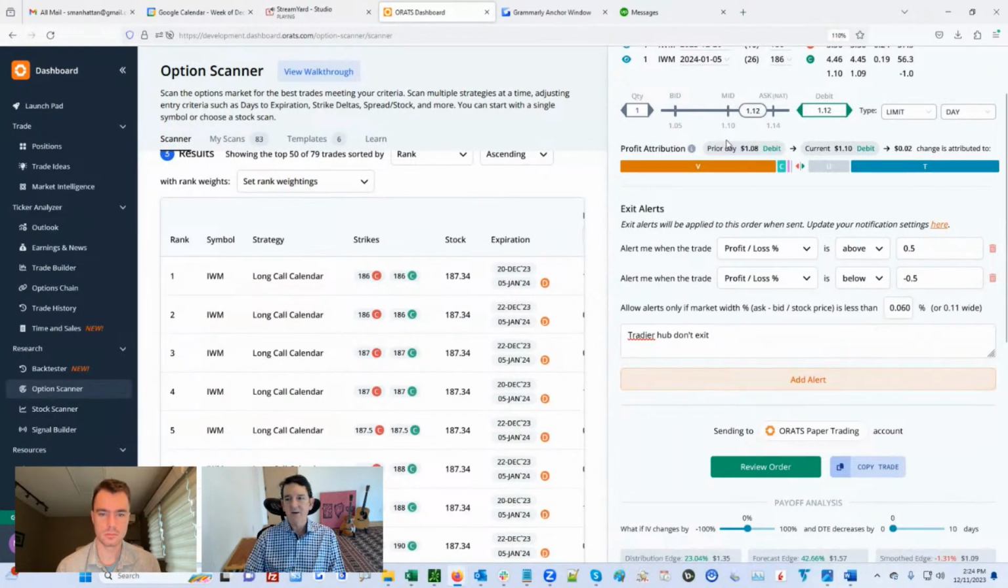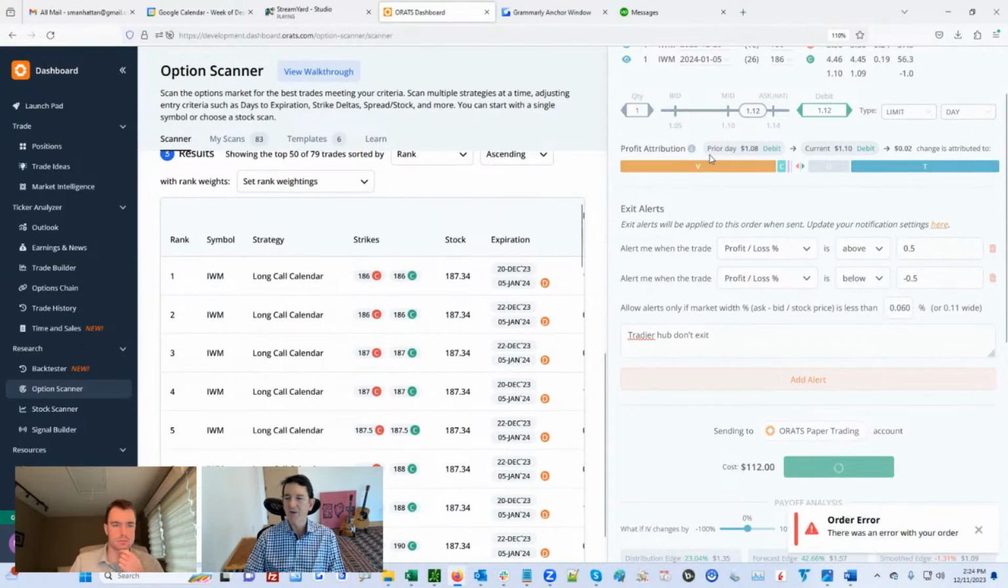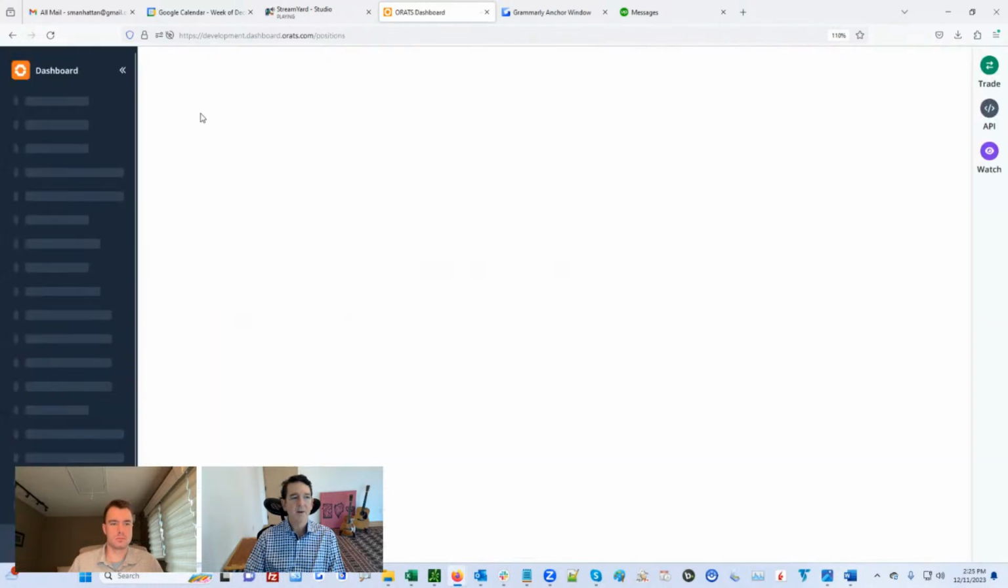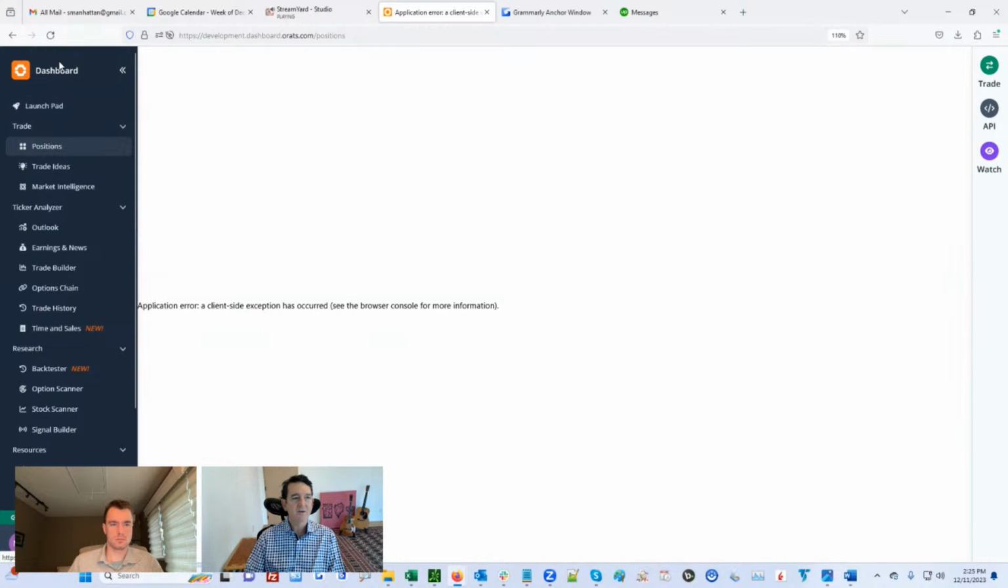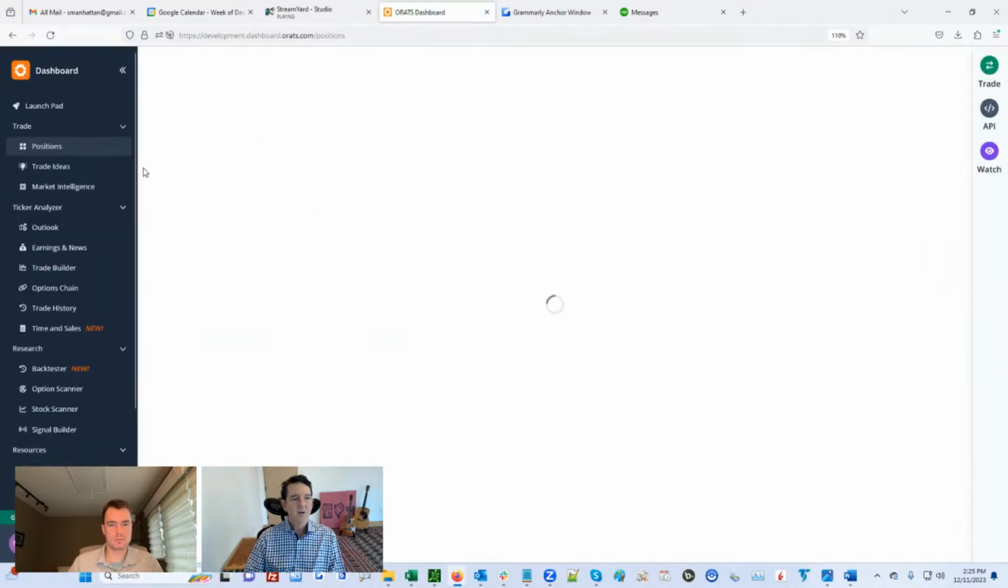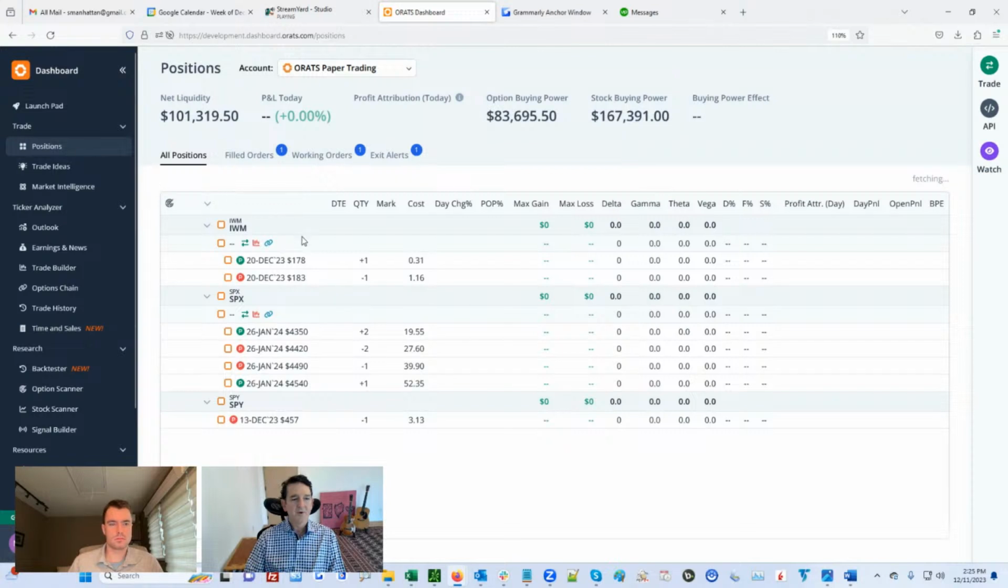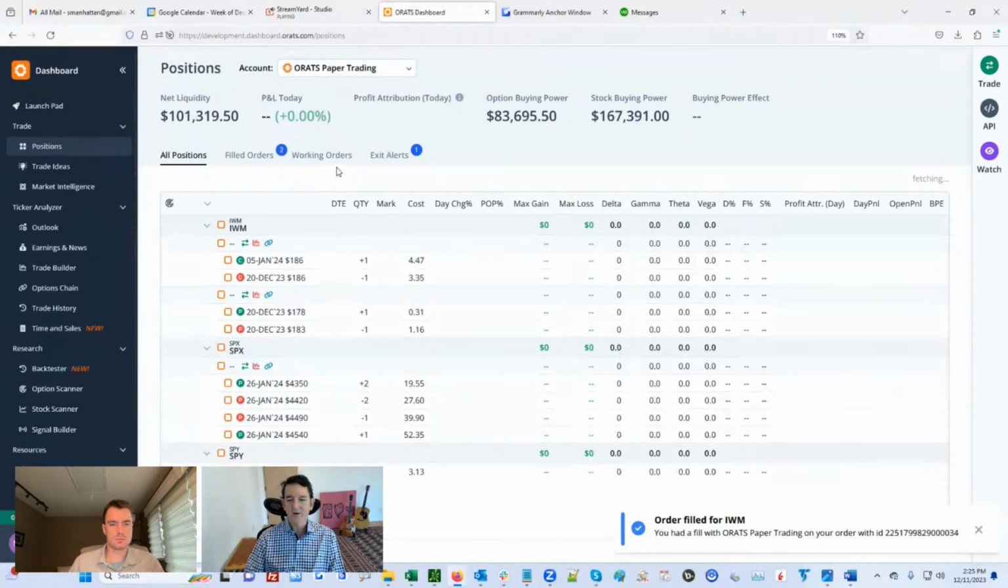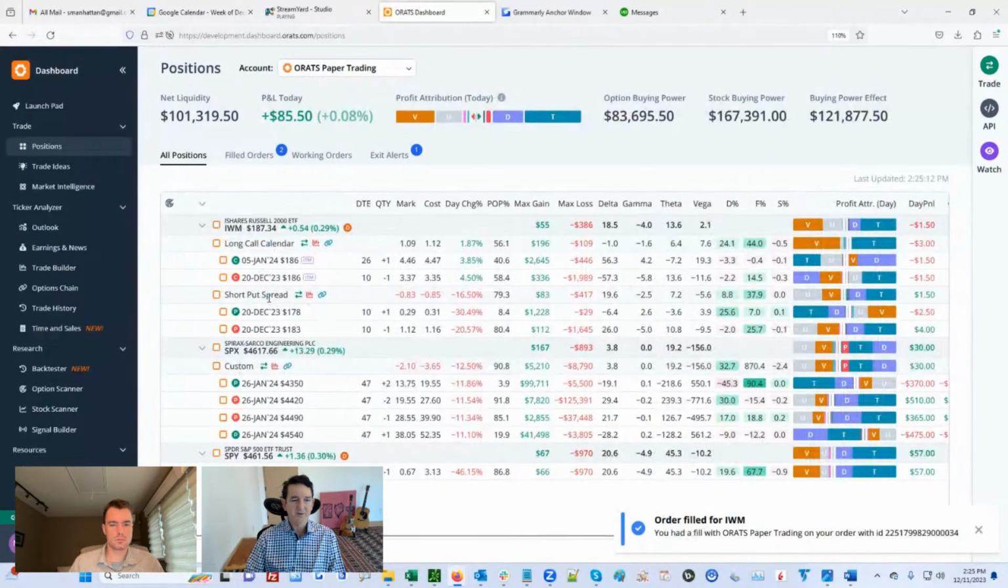Our paper trading does give you a higher chance. You'll get filled almost for sure at $1.14 if you trade, but it's always subject to chance. We put a little bit of randomness in our paper trading front end. So let's see how that goes. So yeah, we're still working. We did get filled there. So we get filled on the calendar.